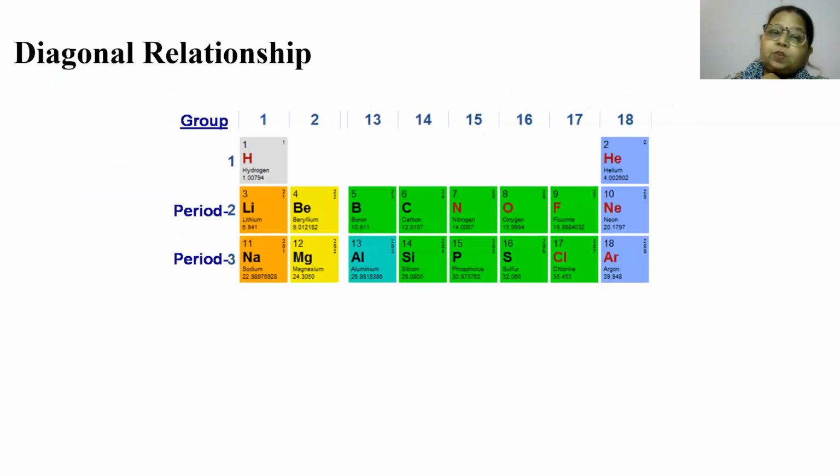So coming to the next one, diagonal relationship. Can somebody put some light on it? What is diagonal relationship? They are elements from different groups who have similar properties. Okay.